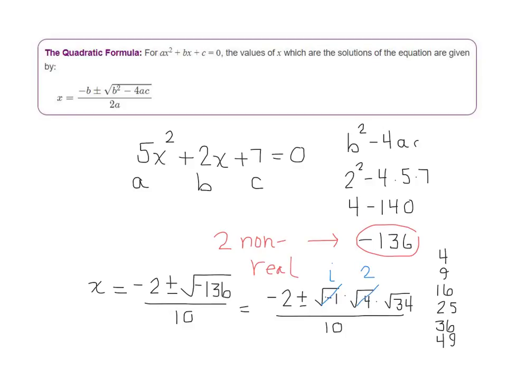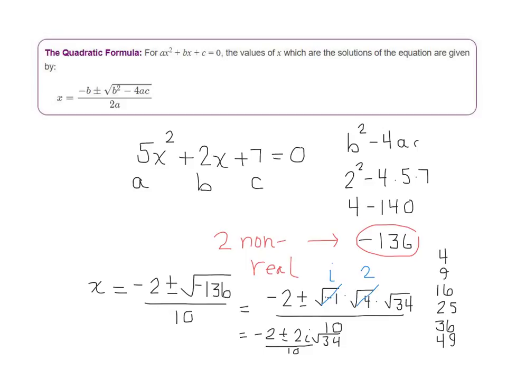So what we now have is x is equal to negative 2 plus or minus 2i square root 34, excuse me, all over 10.